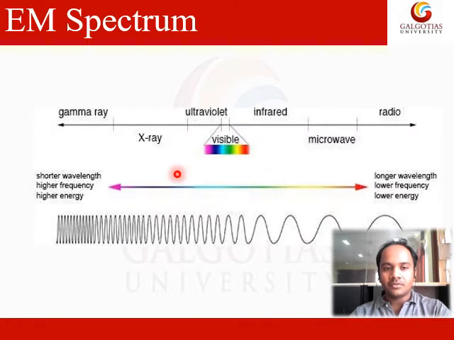The picture shows how the electromagnetic spectrum is arranged. Here we have gamma rays, X-rays, ultraviolet rays, visible light, infrared rays, microwaves, and radio waves. The shorter the wavelength, the higher the frequency and the higher the energy. The wavelength is nothing but the distance between one crest to the other crest. If you see here, the distance between one crest and the other is very small here compared to the distance here.